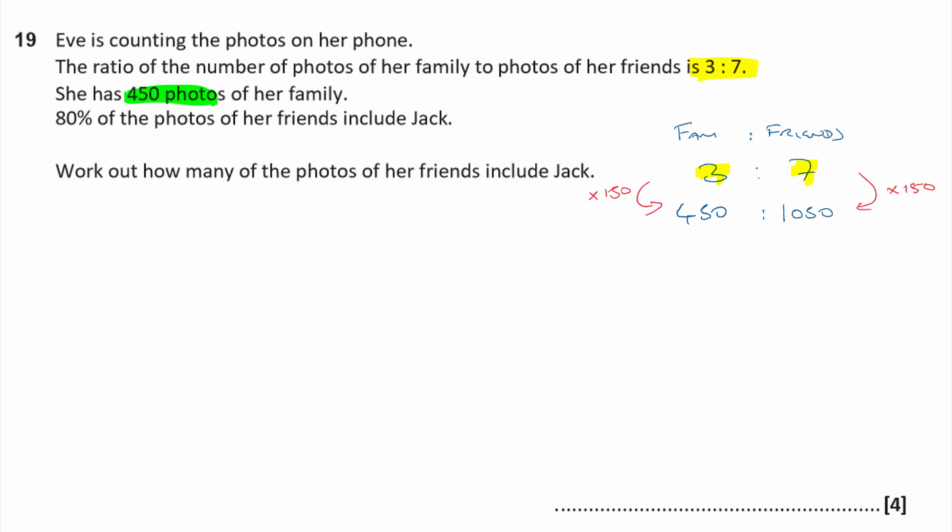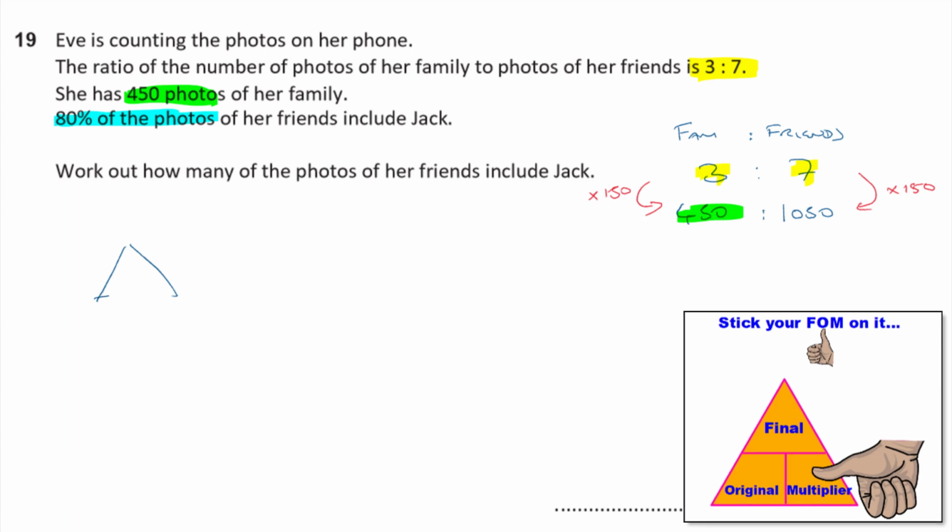1050. Okay? So that came from there. So now we know we've got 1050 photos of friends. Now we can find 80% of those photos, can't we? If we're doing a percentage question, final, original, multiplier, what's the final, what's the original, what's the multiplier?